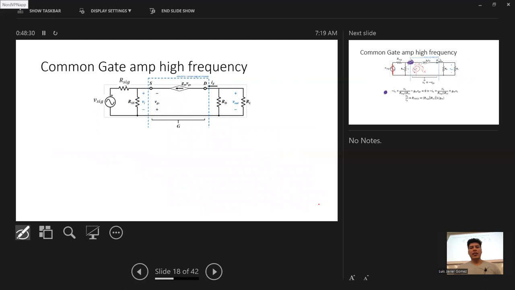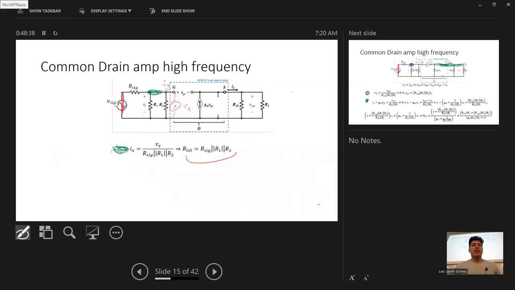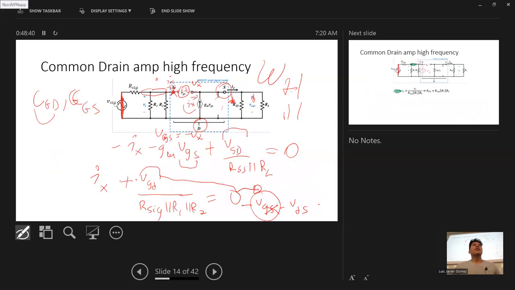And then I also did the common gate, but I think we're out of time. But I guess one last minute of questions. We have 1 minute. Let's go ahead. Yeah, so you're just trying to find omega low, omega high. That's what we call high frequency analysis. That's it.